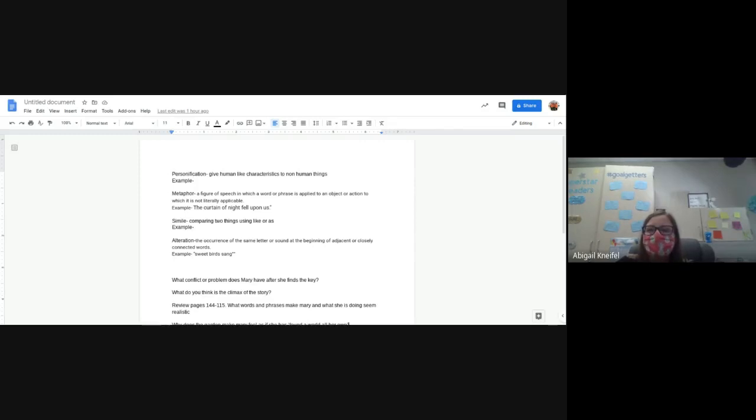Applicable means it literally can't actually happen. Like, the curtain of night fell upon us. Night cannot fall on you. That would be weird. It just happens. Lily, stop turning around. Simile, comparing things using like or as.